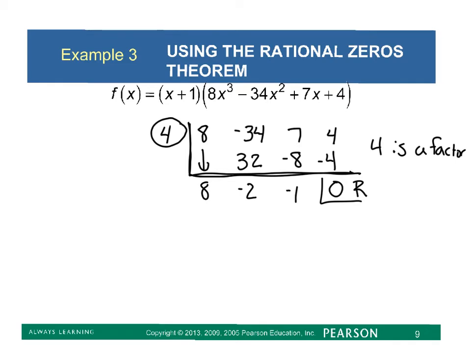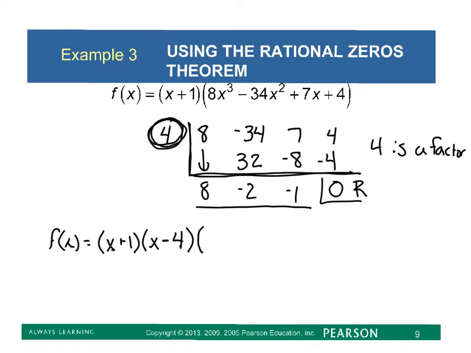And what this means is our function, f of x, is now factored into our previous factor we just figured out, the x plus 1, and now this one, x minus 4. Always change the sign that is on this right here. Since it was positive 4, change it to a minus sign here in our factor. And then where we come up with the rest of it is this right here.